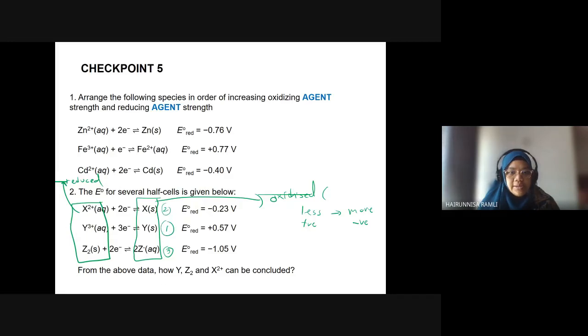So yang ini sama jugalah, tapi dia akan jadi terbalik kan, untuk reduce from less to more. So more here dia akan jadi lebih positif. So ini akan negatif kan. So dia akan jadi terbalik. Lebih positif jadi nombor 3, ini akan jadi nombor 2, ini akan jadi nombor 1. Okay, ini kalau you nak susun according to the strength of oxidizing and reducing agent lah.